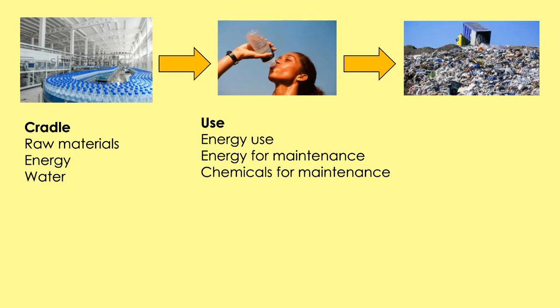But if you were looking at something more complicated, say, for example, a car, then the energy use while you're using it would be your petrol, and the energy for maintenance. So cars need to be maintained. There's going to be energy and chemicals associated with that. And then lastly is our grave. So disposal of products requires two things. It requires space for the disposal, and in some cases it needs energy for disposal as well. So all these things need to be considered.